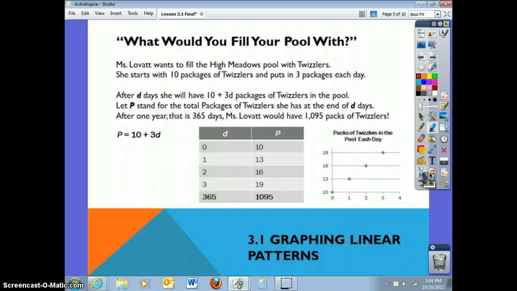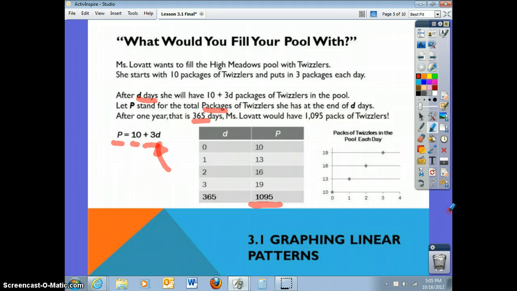After a certain number of days, you could figure out how many Twizzlers she's going to have, because her equation is 10 plus 3 times the number of days will give her the number of packages of Twizzlers. So P stands for the total packages, and D stands for the days. Now, 1 year has 365 days. So you could put 365 right there and figure out 365 times 3 plus 10. She's going to have a lot of Twizzlers after 1 year: 1,095 packages of Twizzlers.